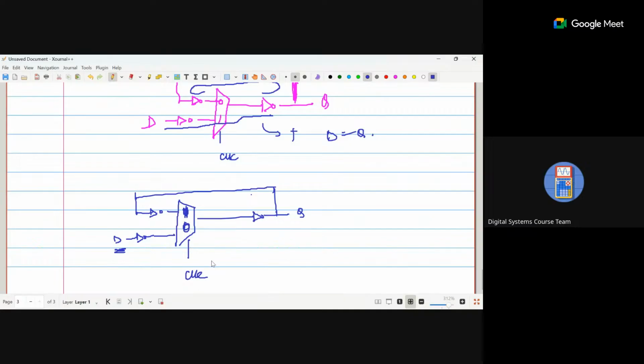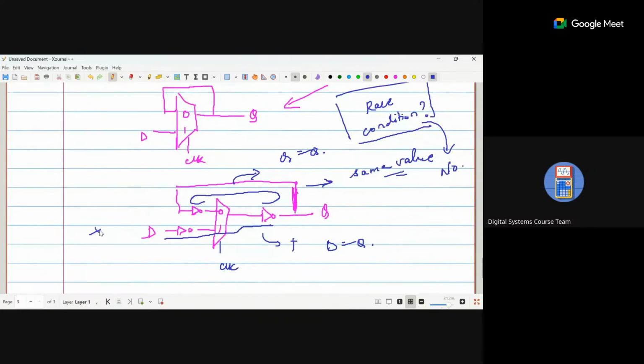So whenever the clock is 0, it will start with D and will pass the data. Correct. You can do it in most of these ways, but most of the time we usually follow the clock bar one, which is easier. So this will be the negative latch. The above one was the positive latch.